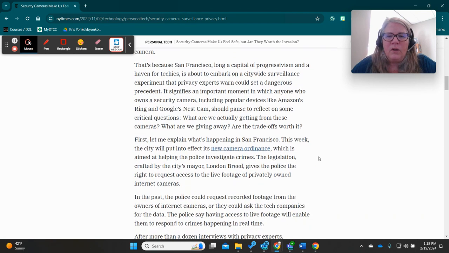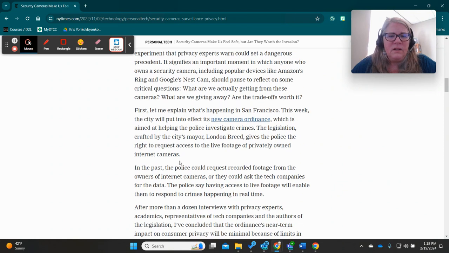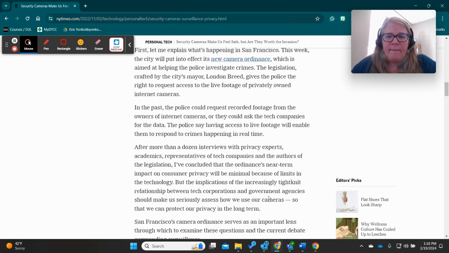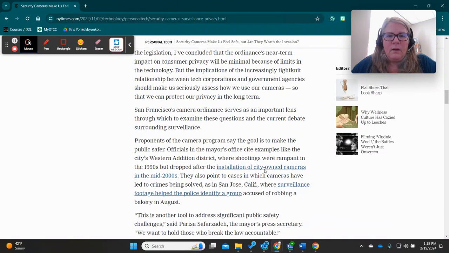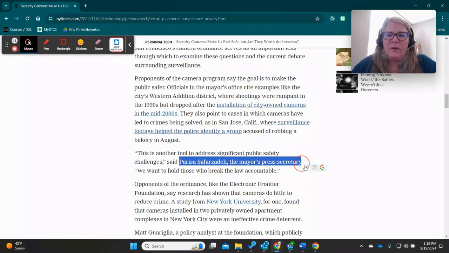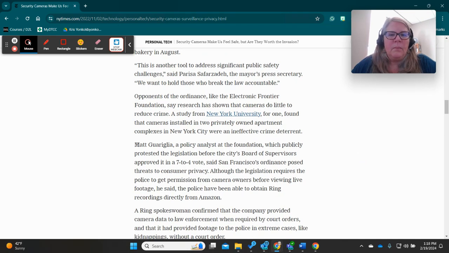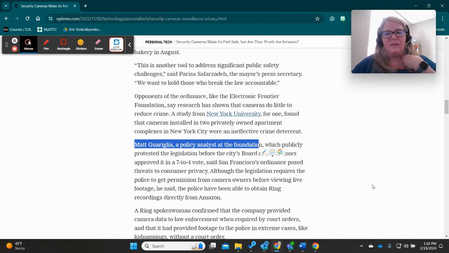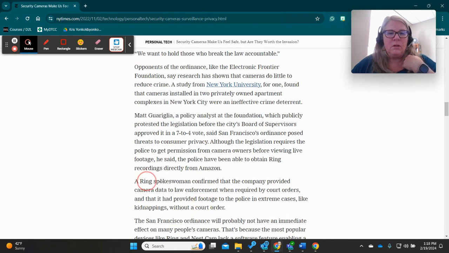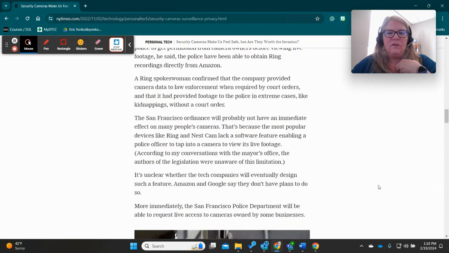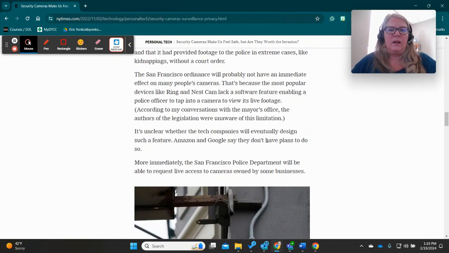Let me see where else we see legislation. So right now I'm skimming to see if there's any other sources that he quotes, that he cites. Here's the mayor's press secretary, the Electronic Frontier Foundation, do little to reduce crime. Matt Goriglia, a policy analyst at the Electronic Frontier Foundation, who is against this policy, this camera policy in San Francisco. Ring spokeswoman. Okay, so we're just kind of seeing, and we're going to come back to that actually, where they're getting their information from. Okay.